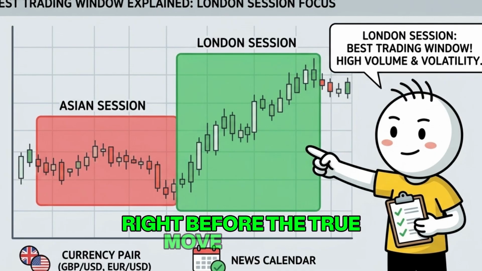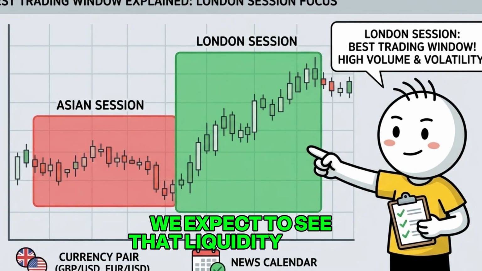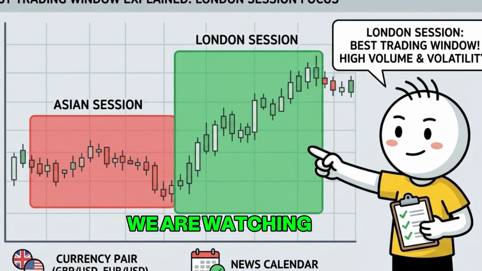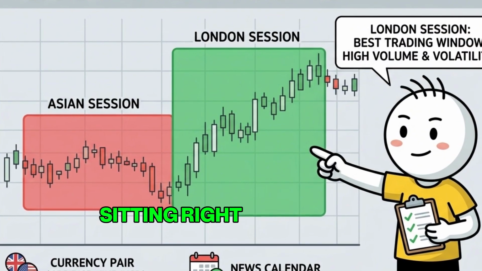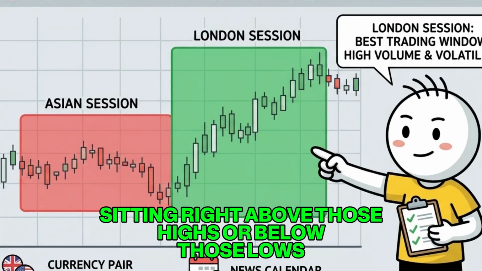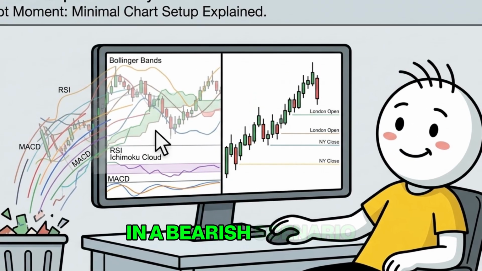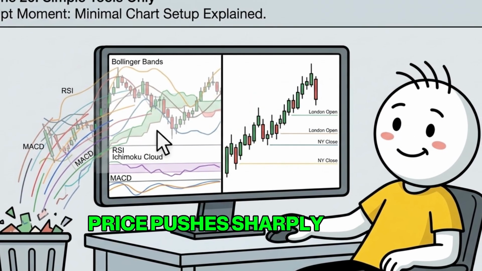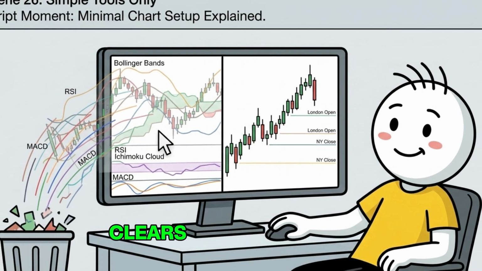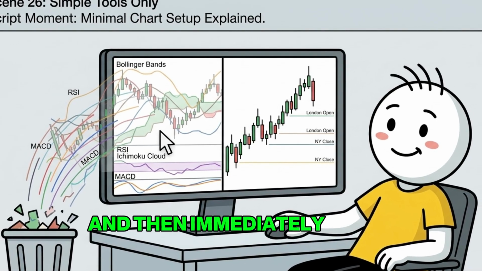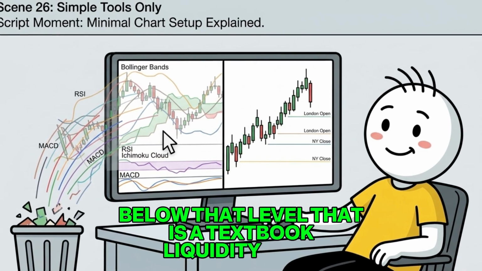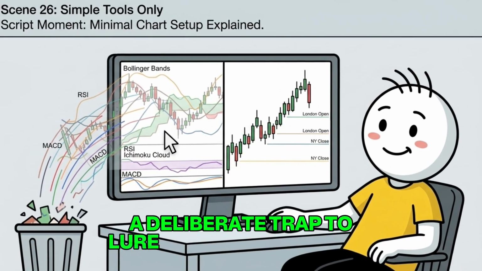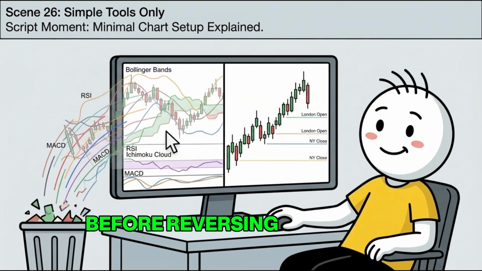Right before the true move happens, we expect to see that liquidity sweep. We are watching for institutional algorithms to hunt those stop-loss clusters, sitting right above those highs or below those lows. Here is what that looks like in a bearish scenario. Price pushes sharply above the recent Asian high, clears out the liquidity, and then immediately snaps right back down below that level. That is a textbook liquidity grab, a deliberate trap to lure in breakout buyers before reversing hard.